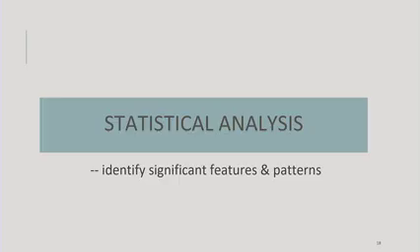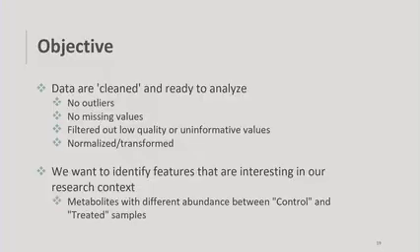All right, so next we'll talk about the actual statistical analysis. At this point, our data are cleaned and fully ready to analyze. There should be no outliers, no missing values. We filtered out our low quality and uninformative values and normalized and transformed our data. And now we want to identify features that are interesting in our research context. So this section is for the simple experimental design. One example would be if we have 50 samples, 25 are control, and 25 are treated with some drug, and we just want to find metabolites with different abundances between these 2 groups.